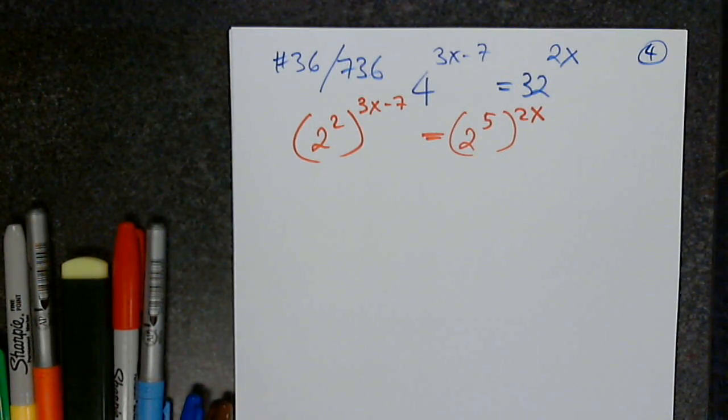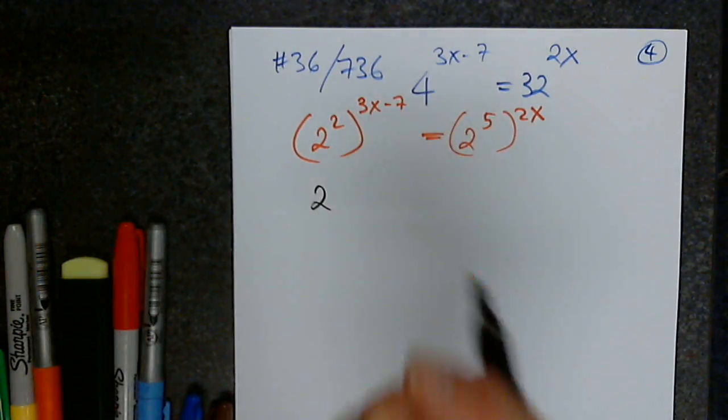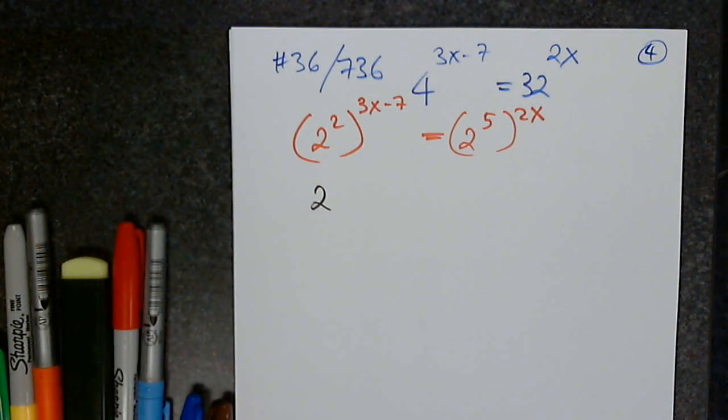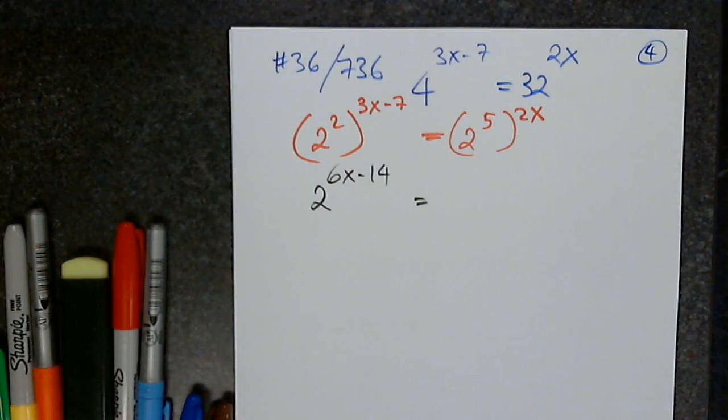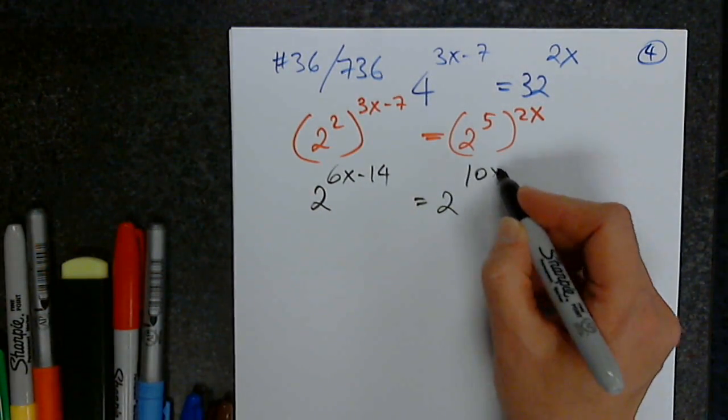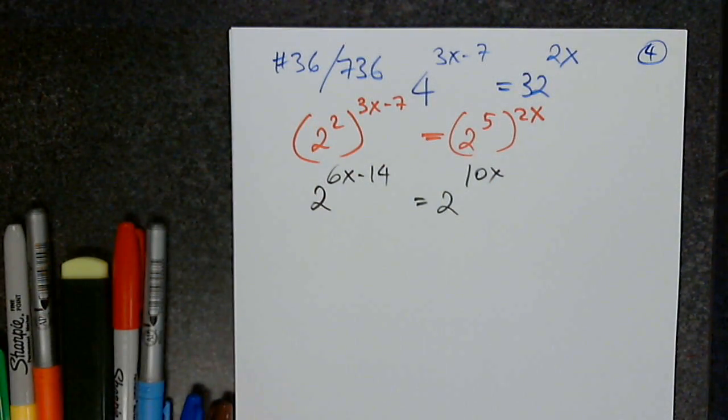So I copy the base. What happens to the exponents? They multiply. Excellent. And what would be the new power? 6x minus 14. Very good. Do we all agree with 6x minus 14? And then that goes into 2x. Again, the concept is this.